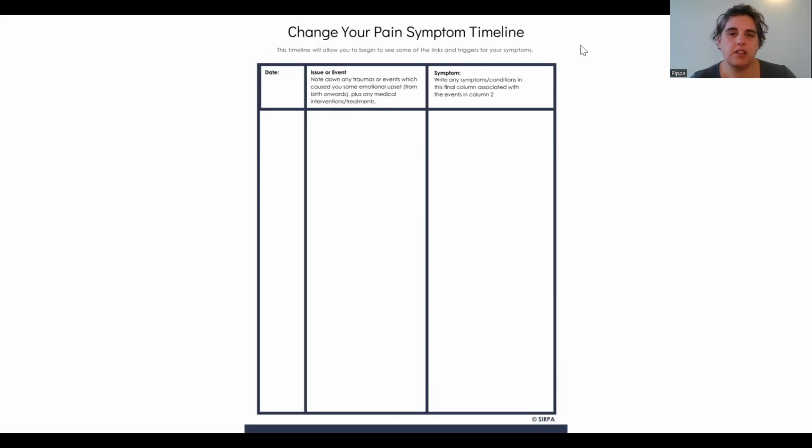So this change of pain symptom timeline worksheet is included in this module, and you can spend some time filling that in. Again, it's got the columns the other way around. So note the issue or the event. It doesn't matter how big or how small, it's about whether that was significant. Then write if there are any symptoms that seem to be particularly linked with that, or that came from that. Actually, I didn't have this symptom prior to that event, and I did have it afterwards, even if it didn't come on directly as a result in that moment.